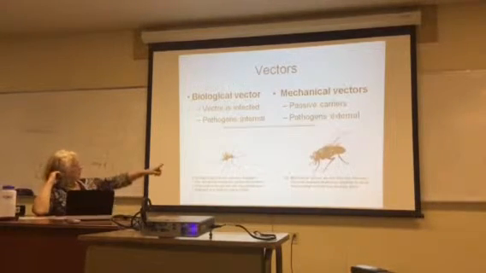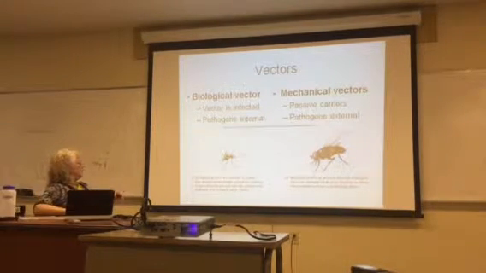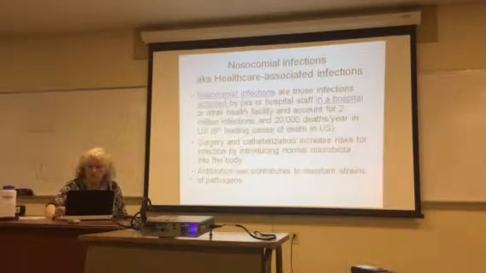So here's showing you the mechanical vector is the fly. It lands on feces and then goes through a food or a drinking glass. They also like drinking glasses. Biological ones is internal, the pathogen's internal. The mechanical, it's external. It's on the fly. And the example they're giving is Anopheles mosquito carries malaria protozoa in its gut, that it goes through a certain cycle of its life in the gut and then travels to the salivary glands, and it goes to you after you get bit.